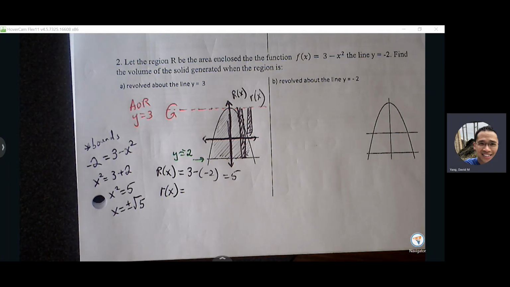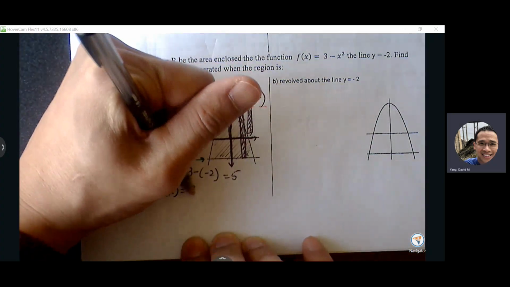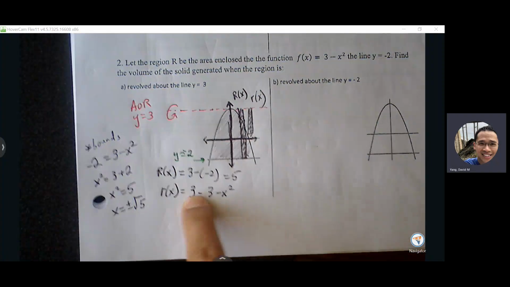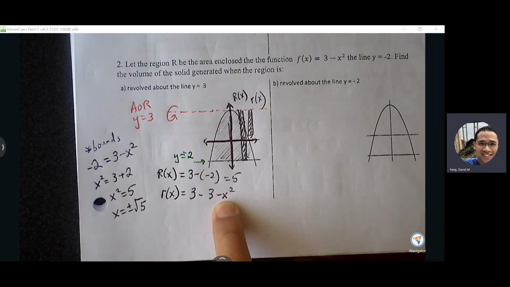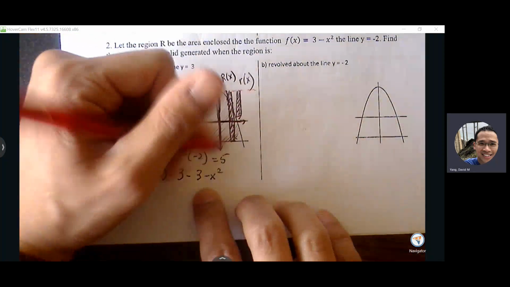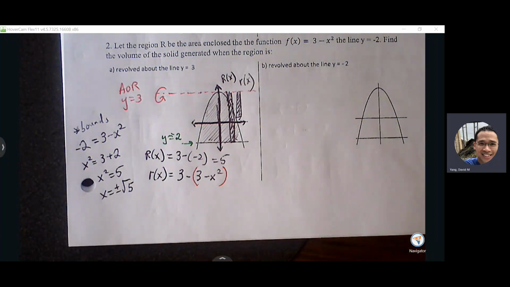Okay. Now I'm going to write this out. See if you can tell me how it looks. There's my top. There's my bottom. Does that look okay? What's wrong with this? Parentheses, right? If I don't set parentheses around my bottom expression, it's going to come out differently. So 3 minus, let's distribute that negative through, 3 minus 3 plus x squared.